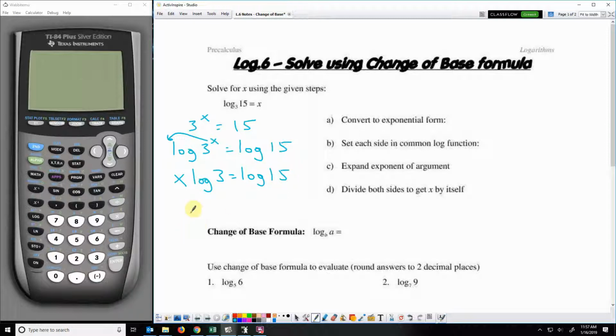And last, we are going to divide both sides to get x by itself. So we're going to divide both sides by log 3. So that's x equals log 15 divided by log 3. And we can type that in just about any scientific or graphing calculator. So that's log 15, close parentheses, divided by log 3, 2.46.